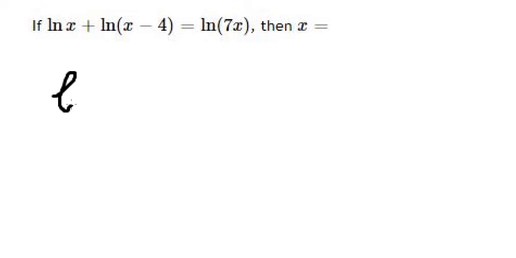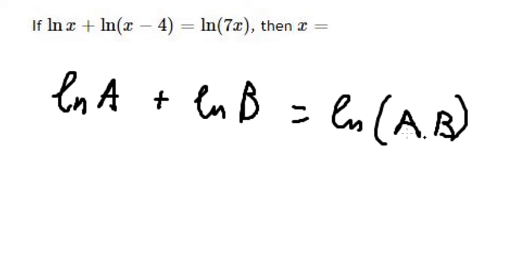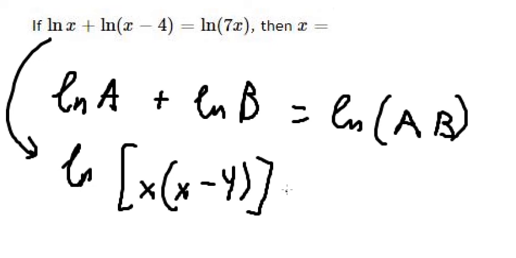We have the formula in here: ln A plus ln B equals ln of A multiplied by B. So we apply this formula for this one in here. So this one we will have ln of s multiplied by s minus 4 equals ln of 7s.